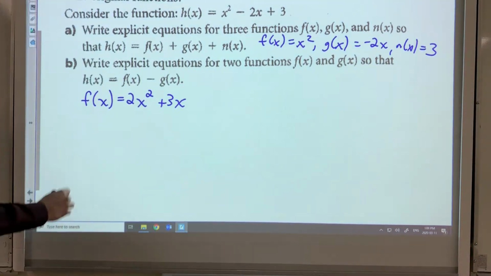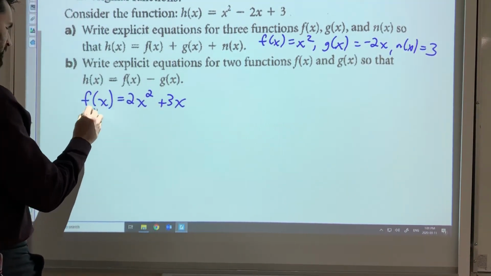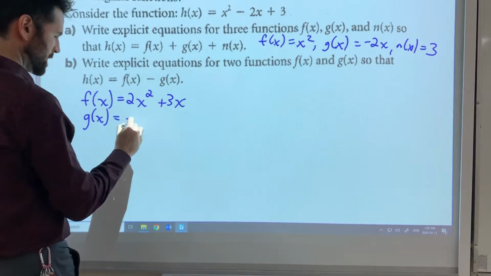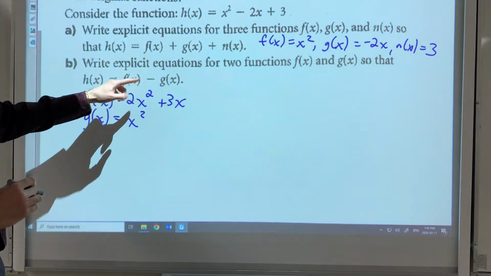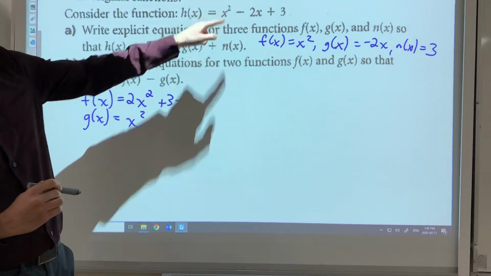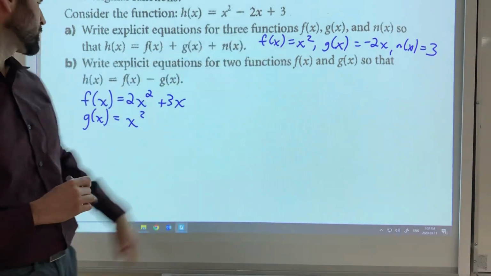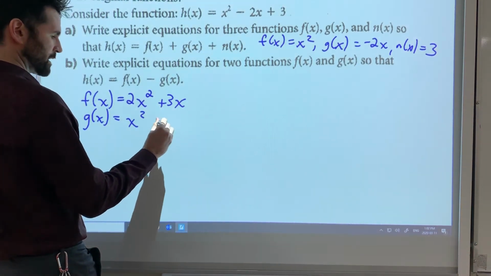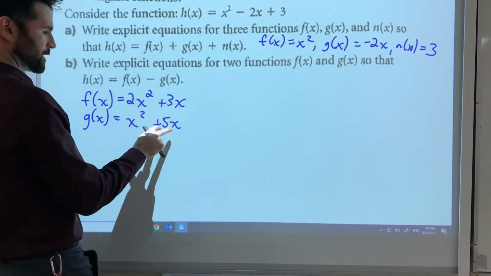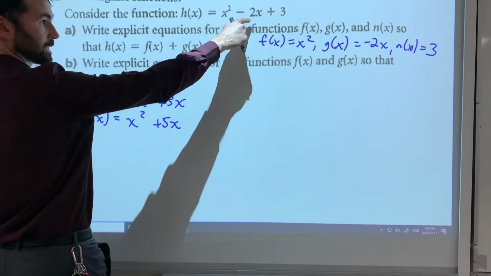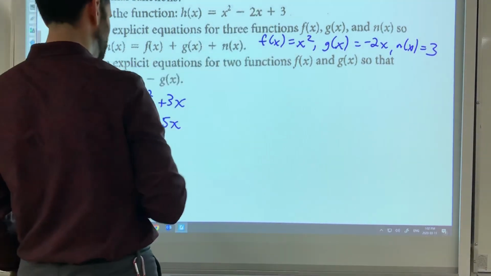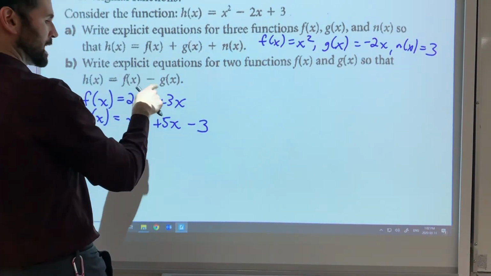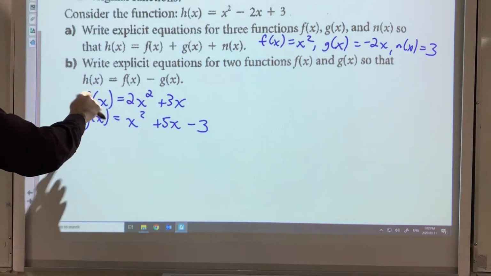Okay? Now, when I come up with my g of x, I need to remember that it's going to be subtracting, so the sign's going to flip. So if I make it x squared, when I go 2x squared minus x squared, then I get my x squared term. I need to get a negative 2x. So I better think here really carefully. I need this to be 5x, I think. Because when I go negative 5x plus 3x, I get negative 2x. And then I need to have this plus 3. So I might just say, okay, well, it needs to be negative 3, so that we go negative 3, you get plus 3. Okay? So that would work.